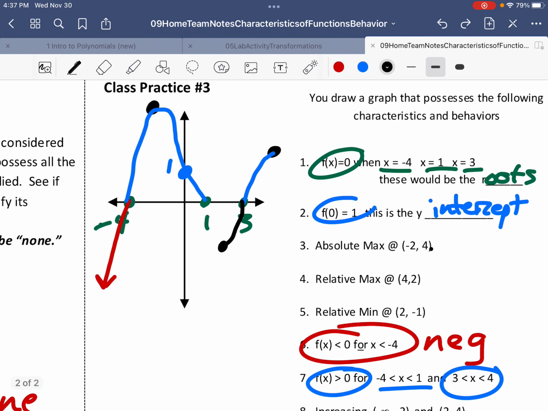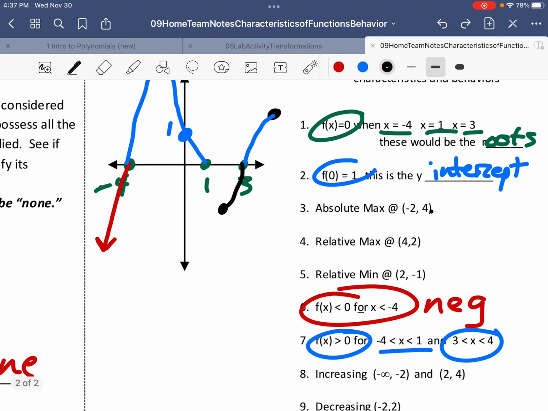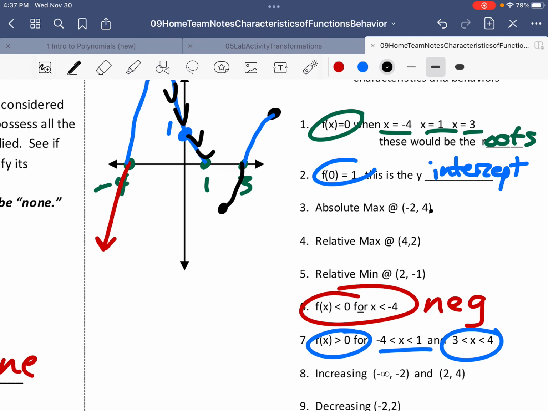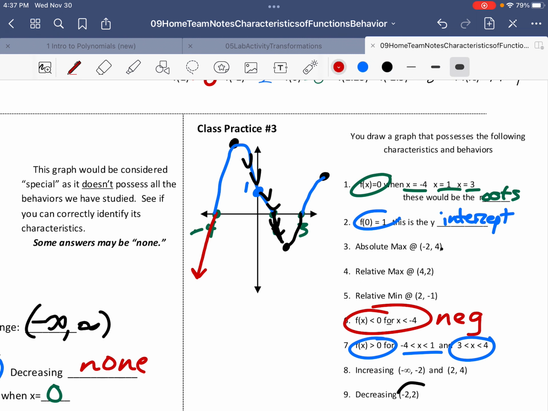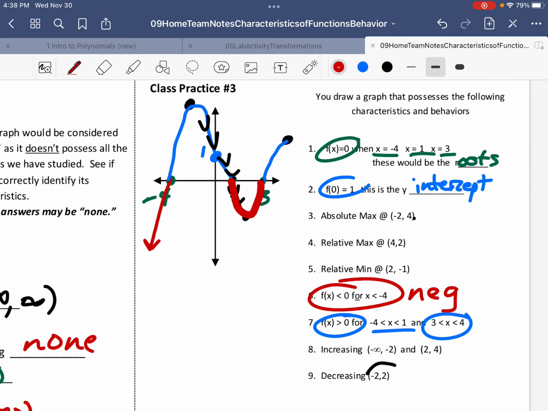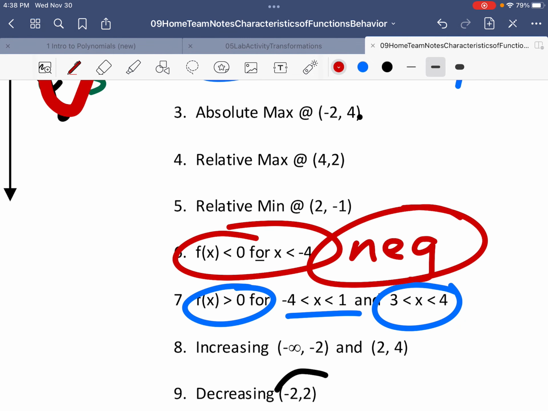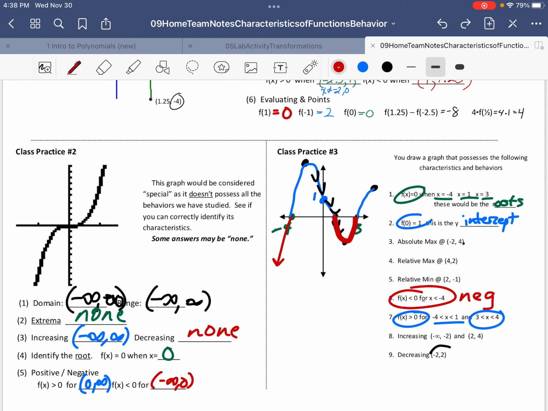And then it's decreasing between negative 2 and 2. That means the graph is going down between negative 2 and 2. So I've got to add an extra line in here so that it can go down. It looks like there might be a little bit of a typo because this region right here is also negative, and so I feel like there should be 2 negative regions. So we will have to add that in. And we end up with our graph that has this basic shape to it. That's a little tricky, but basically it's trying to analyze each of these given characteristics.